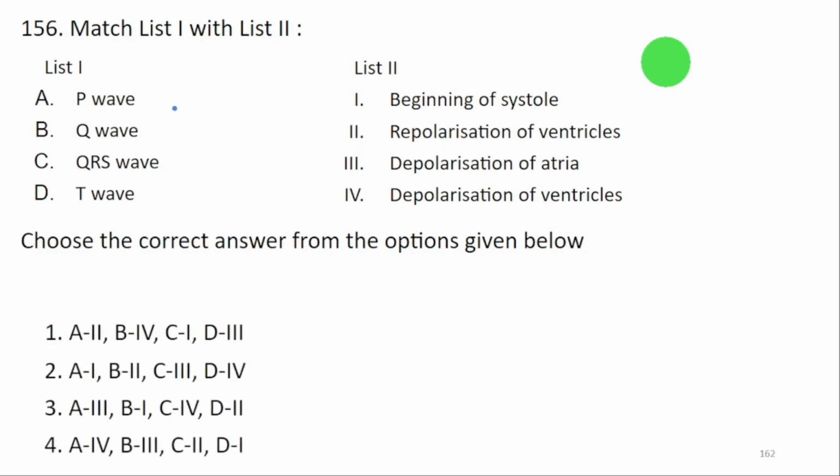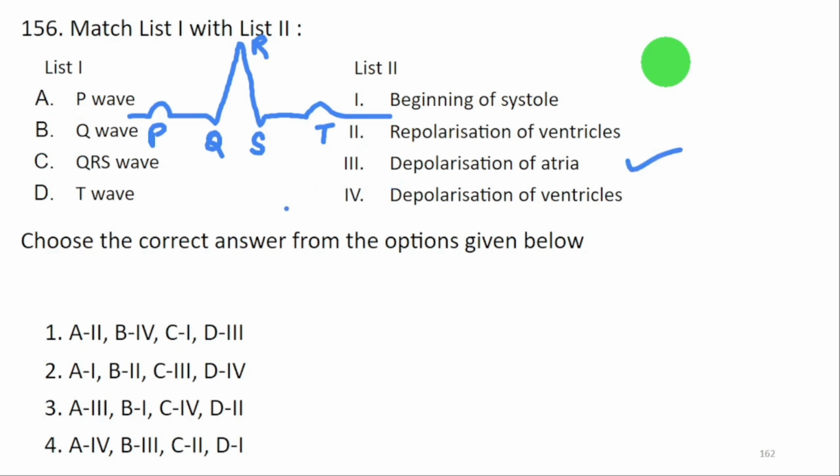So first things first, P wave. ECG looks something like this. There's a dip and then it rises up, goes down, and so this is P, this is Q, this is R, this is S, and then T wave. So P wave is the impulse that begins depolarization of atria. When the impulse sets in, it depolarizes atria. So P wave is depolarization of atria.